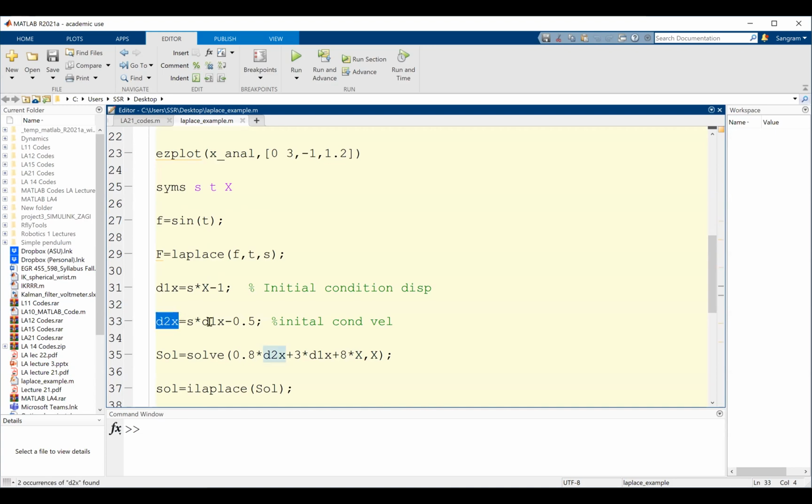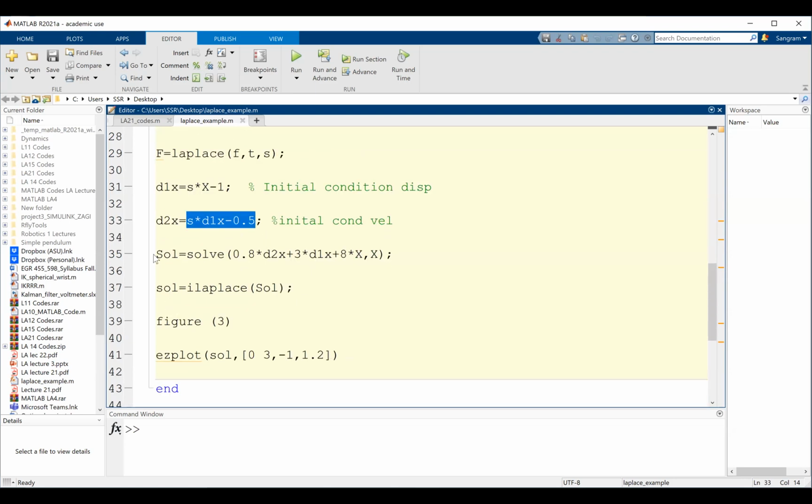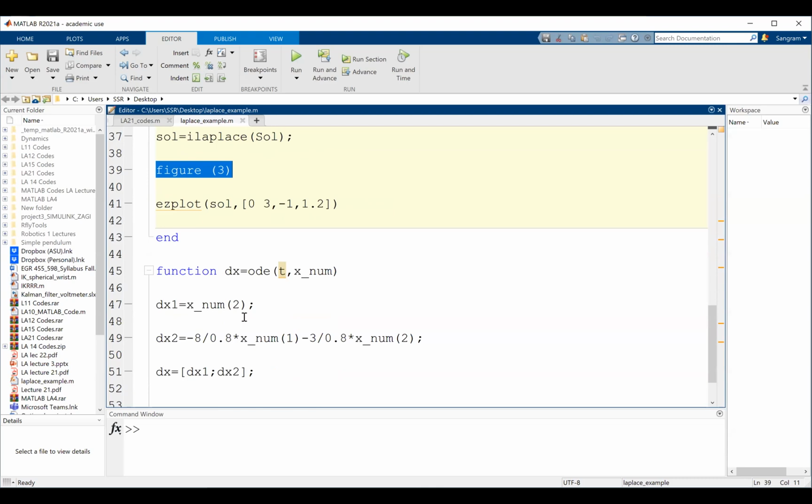d2x is s times d1x minus 0.5. This is the initial condition on velocity. As you can see, this d1x is substituted here, so you get s squared multiplied by X minus 1 multiplied by s minus 0.5. This is going to be the expression for d2x. And then you can actually solve this equation. And please understand, this becomes a very simple algebraic equation. Once you find the solution, you find the inverse Laplace transform of the solution, and then you can plot this.